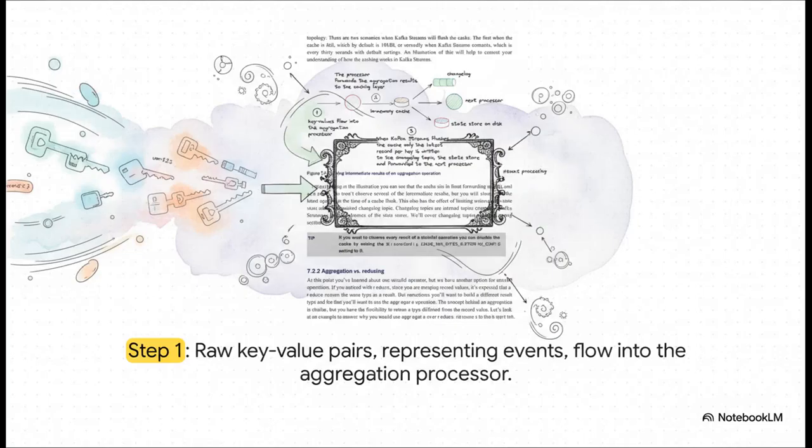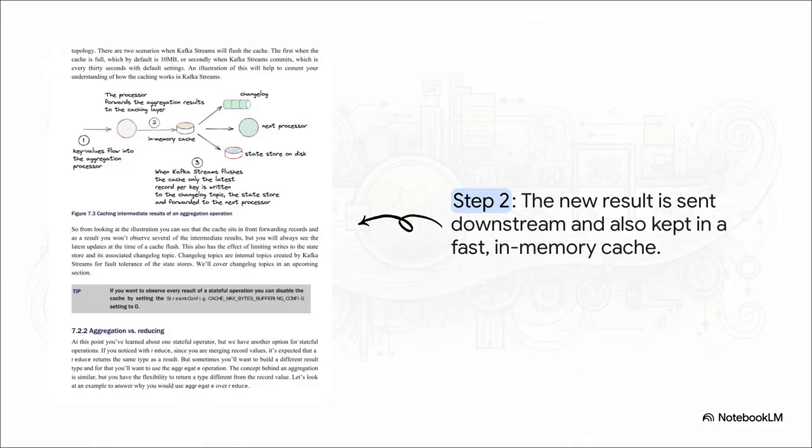So how does Kafka Streams pull this off? Let's look under the hood. Step 1 is simple. The raw events, our key value pairs, just flow right into the processor that's going to do the aggregation. Okay, now pay attention, because this is clever. The processor does 2 things at once. To keep things super fast, it calculates the new total and immediately forwards that result downstream to the next step. But at the exact same time, it sticks that result in an in-memory cache, so it's ready for the next calculation. You get speed and fresh data.